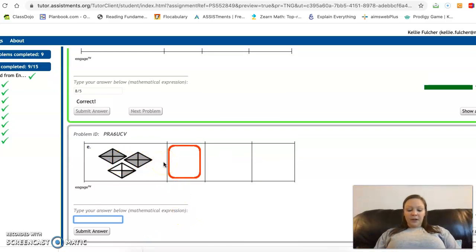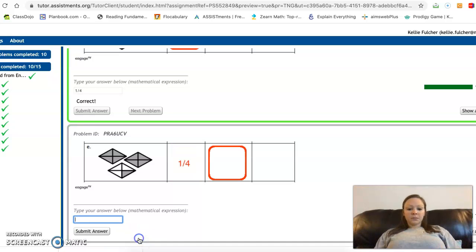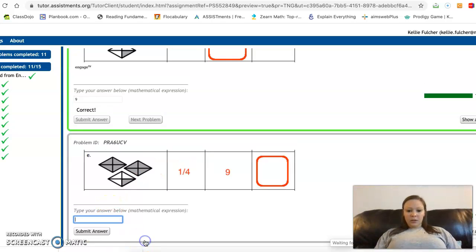Here our unit fraction is 1 out of 1, 2, 3, 4 pieces in a whole, 1/4. We're working with fourths. How many pieces are shaded? 4, 8, 9 total pieces shaded. And then we have 9 pieces shaded, and we're working with our whole is fourths, so 9/4.